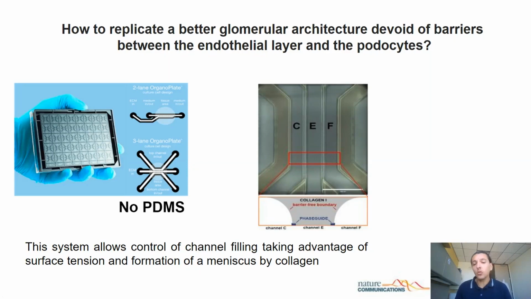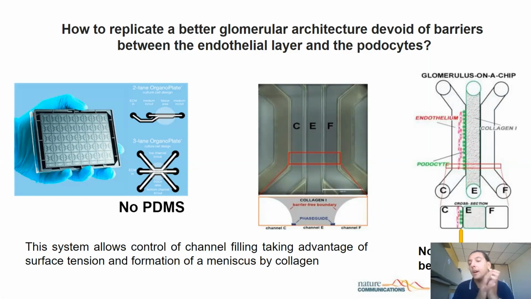This system allows control of channel filling, taking advantage of surface tension and the formation of a meniscus by collagen that can be loaded in channel E. That is E for extracellular matrix. In our system, we decided to try an approach that would allow us to seed the cells without the presence of any membrane in between the two cell types.